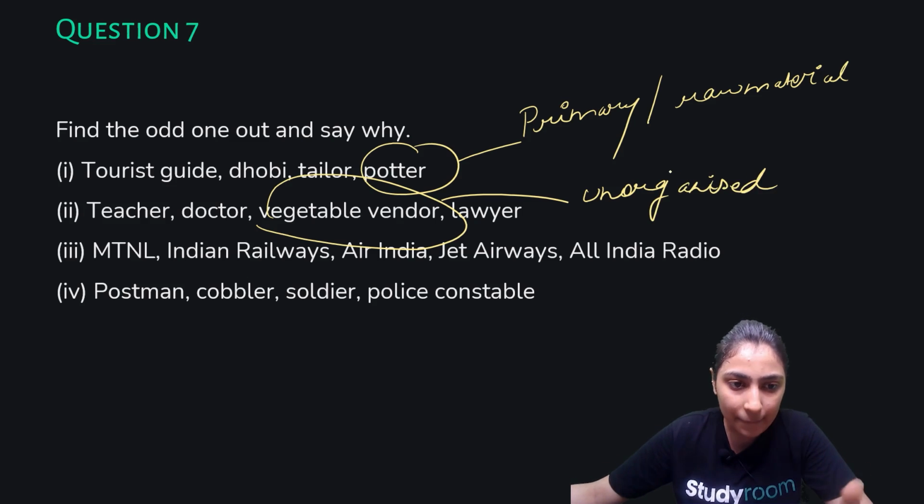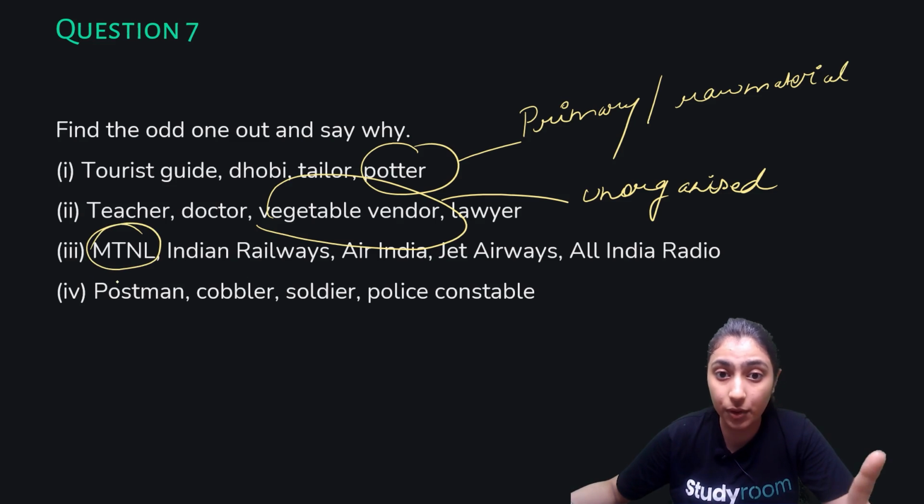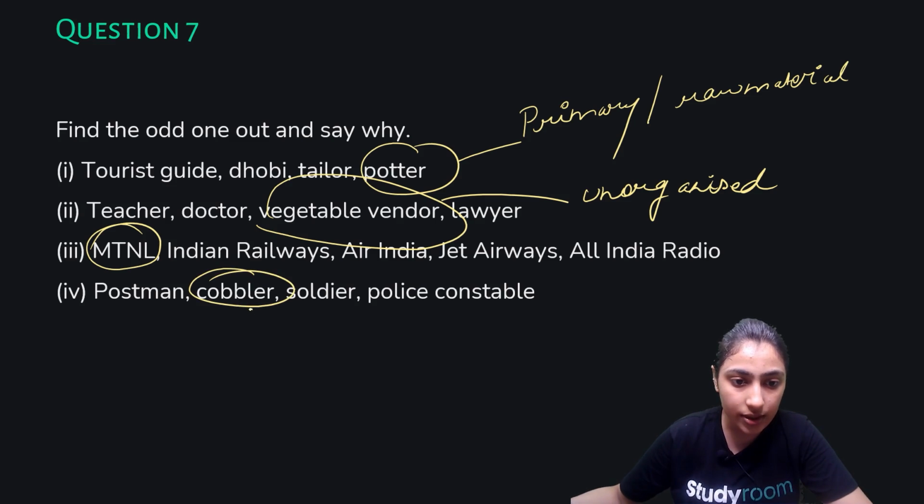Okay. MTNL, Indian Railways, Air India, Jet Airways, All India Radio. So over here I think the answer is MTNL, taking the concept of private and public. So the rest are owned by the government. Now postman, cobbler, soldier, police constable. So over here I think cobbler, again taking the concept of organized and unorganized.